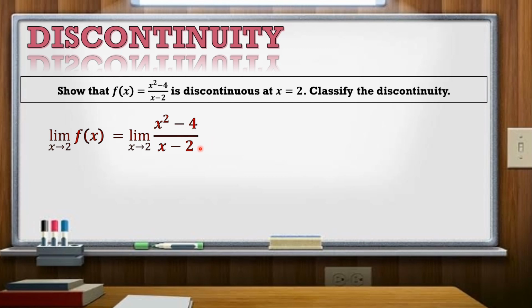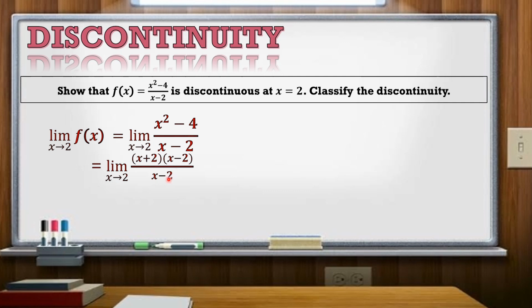Ibig sabihin, meron tayong limit, but we don't know the exact limit. So we will use the factoring method to estimate the limit. And the factors of x squared minus 4 is x plus 2, x minus 2, then copy yung x minus 2. Meron bang common term or common expression?